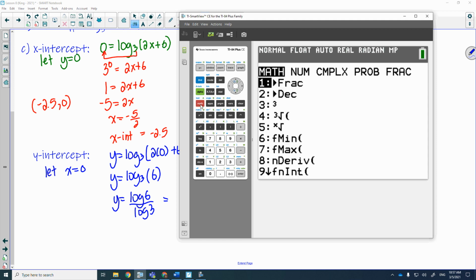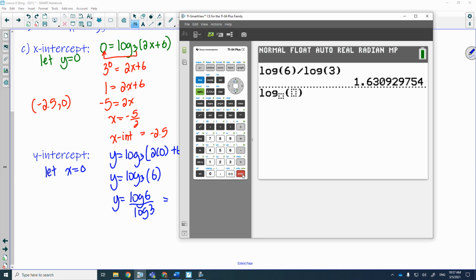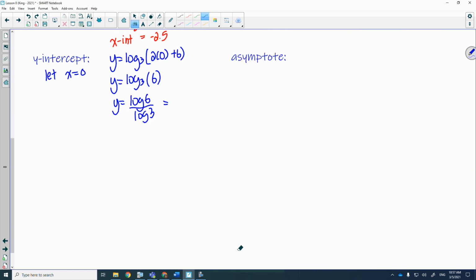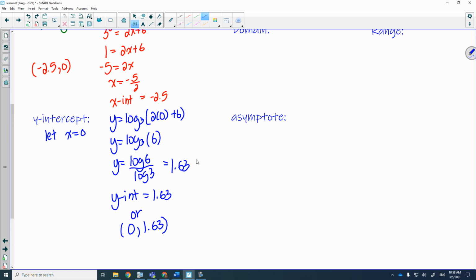And if I use my math button, go up to your log base, and I want a base of 3 and an argument of 6. And look at that. I would have to specify to what decimal place. So let's say I said to the nearest hundredth. So 1.63, y-intercept is equal to 1.63. Or you could say the ordered pair, when x is 0, y is 1.63. So x and y intercepts algebraically.